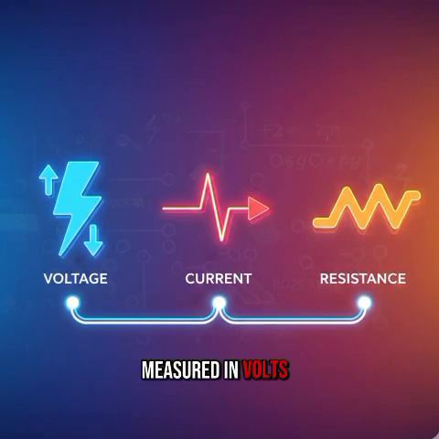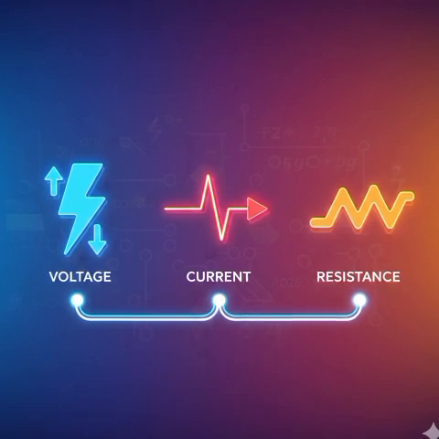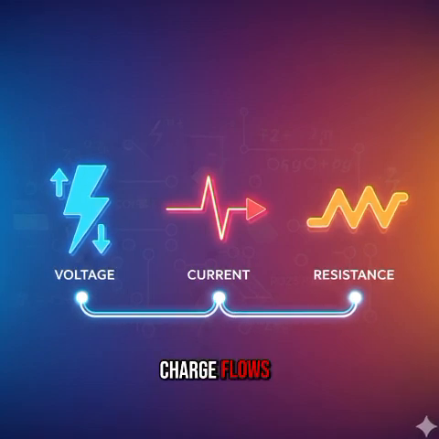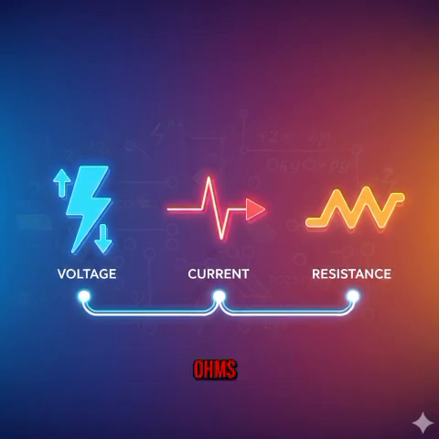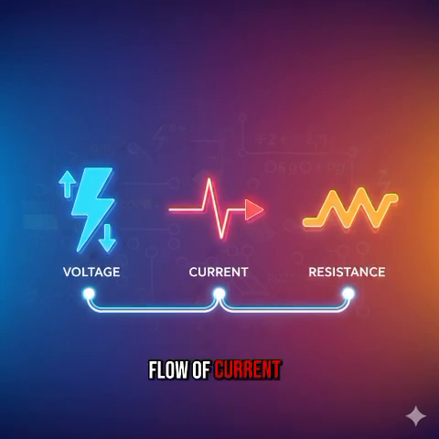Voltage, measured in volts, is the electrical pressure that pushes charges through a conductor. Current, measured in amperes, is the rate at which electric charge flows. Resistance, measured in ohms, is the opposition that a material offers to the flow of current.